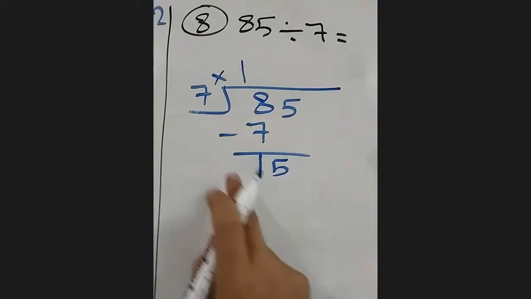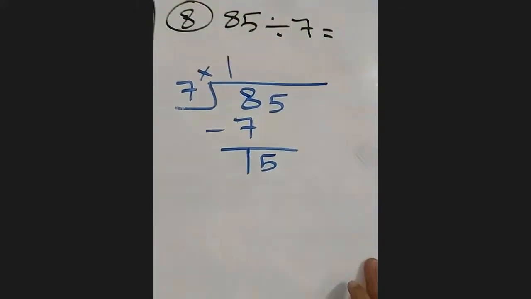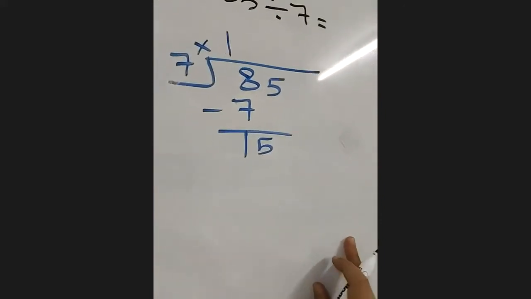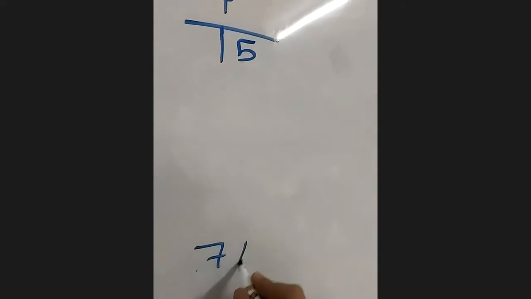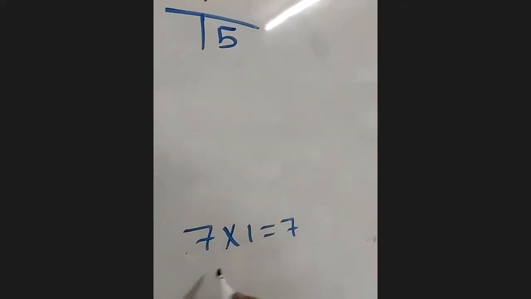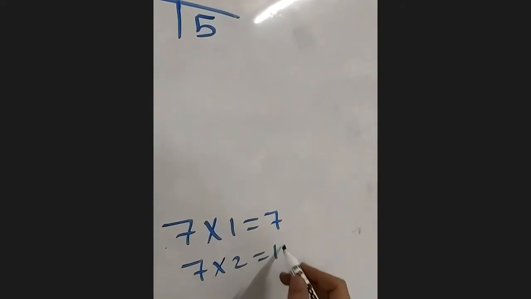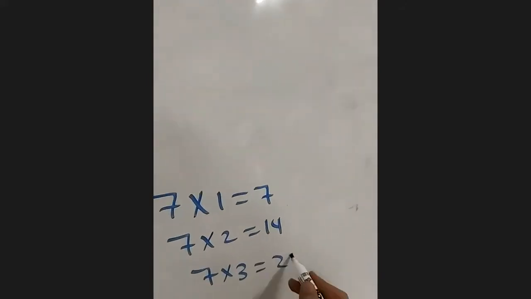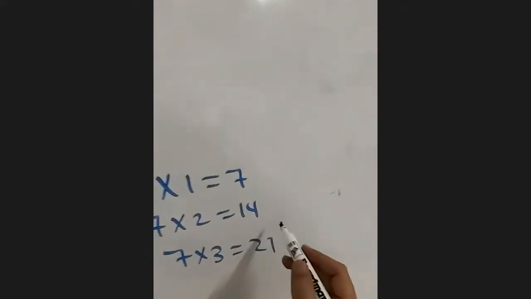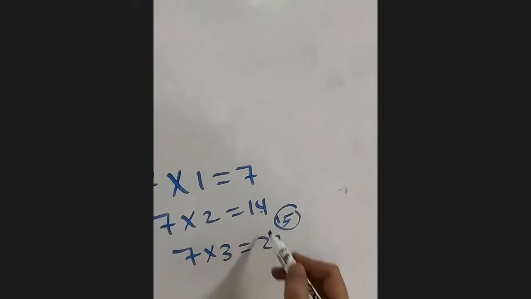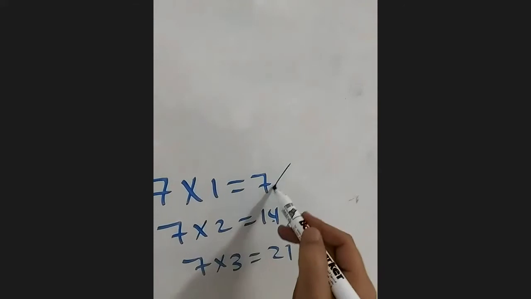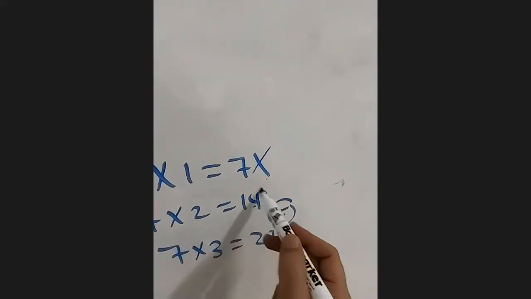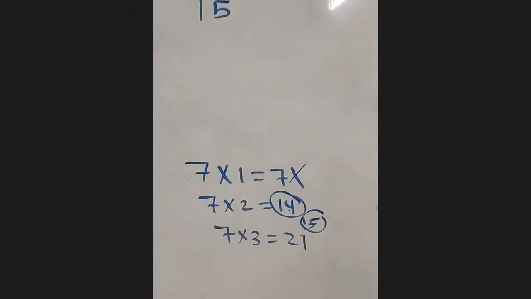Do we have 15 in the timetable of 7? No, Mr., we have 7 times 2, 14. Okay, look here, guys. Excellent, Walid. 7 by 1 is 7. 7 by 2 is 14. 7 by 3 is 21. There is no 15, guys. The 15 is between 14 and 21. Do not choose 7, it is wrong. We choose the number closer to 15 and smaller at the same time.